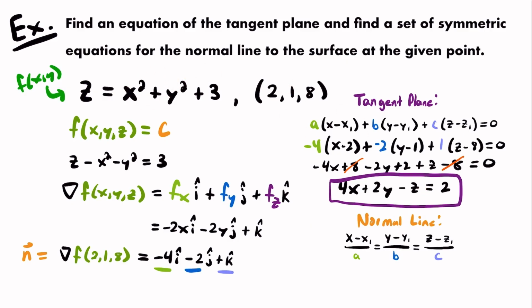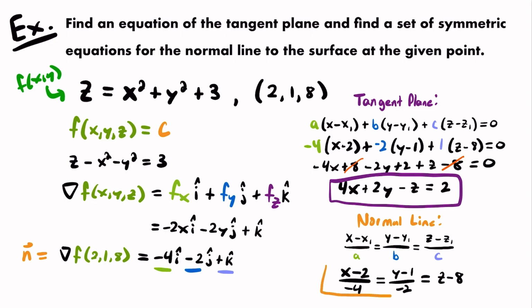Then for the normal line, it's a little bit easier of a setup. There's less simplifying to do. We'll have (x - 2) divided by -4, which is a, and that will be equal to (y - 1) divided by -2, which is b, and then that will be equal to (z - 8) divided by c, which is 1. And you could leave it like that, but another way to do it is to write it as just z - 8, since anything divided by itself is 1.